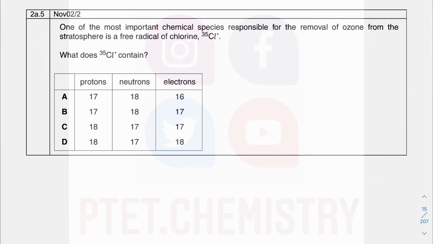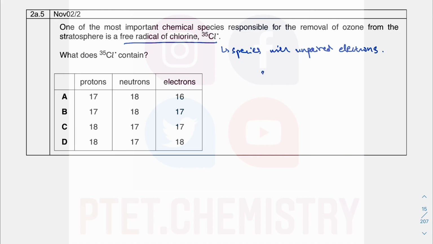So in this question 2a.5 is asking about a free radical of chlorine. Okay, so a free radical is a species with unpaired electron, and you will do more of this once you have covered organic chemistry in AS, typically under free radical substitution reaction. Okay, so it's a chlorine atom. It's actually a chlorine atom.